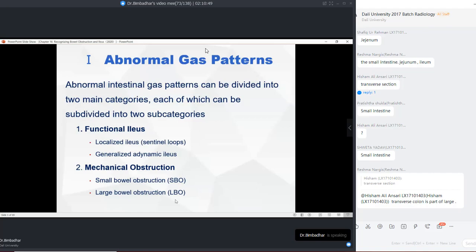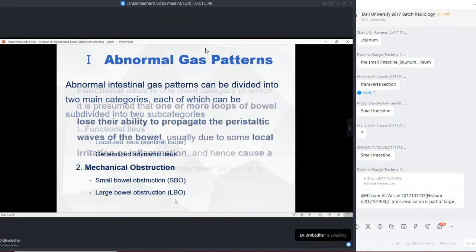I think abnormal intestinal gas patterns are divided into two main categories. One is where the bowel is largely functioning, but still some part of the intestine is not working well, which is called a localized ileus or a sentinel loop. Then the whole abdomen, where you cannot localize the intestinal gas pattern, happens because of adynamic reasons, so it is called generalized adynamic ileus. Then you have true obstruction related to the intestinal lumen, called a mechanical obstruction, which can be subdivided into two types: small bowel obstruction, where the obstruction is present in the small bowel, and large bowel obstruction, where the obstruction is present in the large bowel. So you can clearly demarcate whether it is in the small bowel or the large bowel. Those are the abnormal gas patterns.